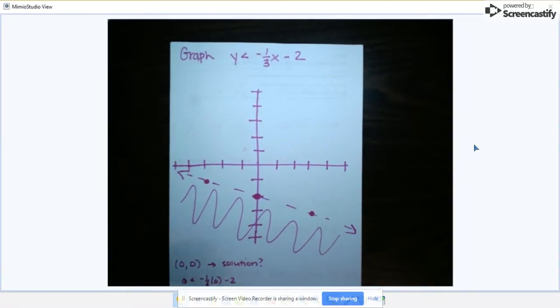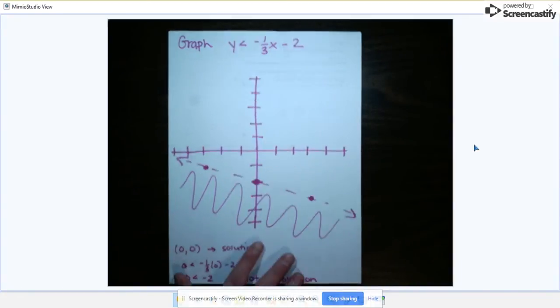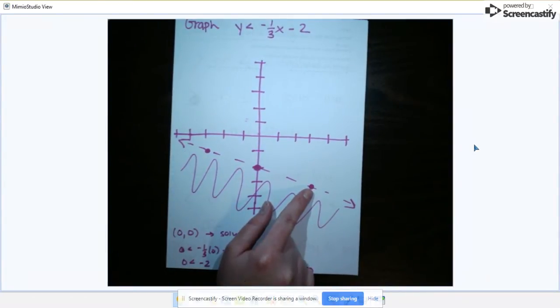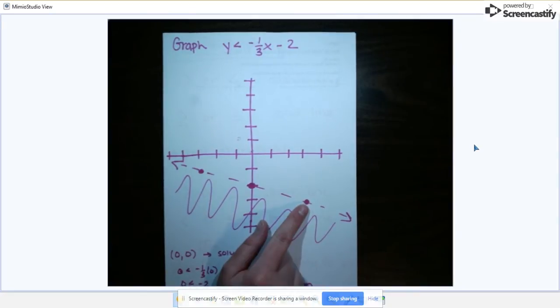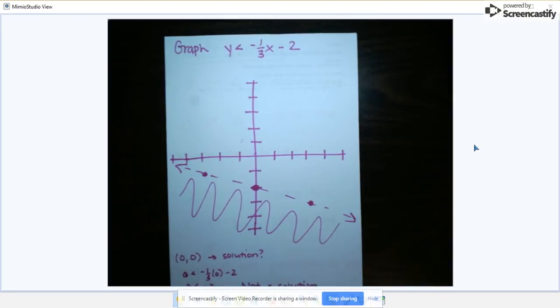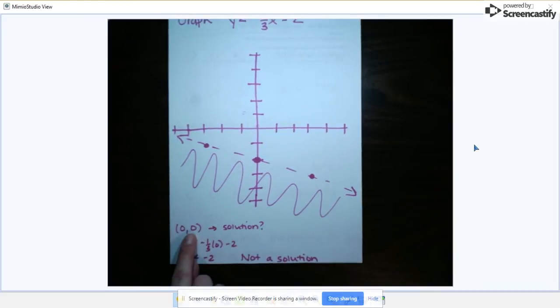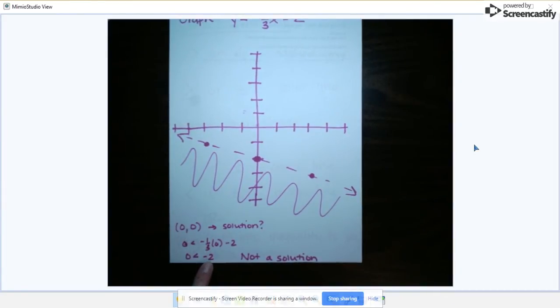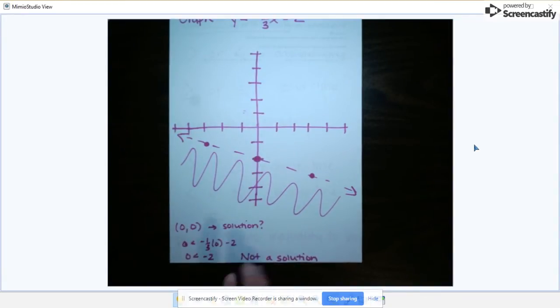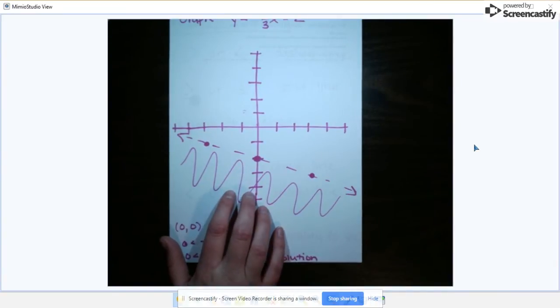Okay, here's another one. y is less than negative 1/3 x minus 2. I went ahead and graphed that line. Notice this line is dashed. Our previous line was solid because it was greater than or equal to. However, this is strictly less than, so we have to dash our line. And then we test (0, 0). When I plug (0, 0) in here, I get 0 is less than negative 2, which is not accurate. So I do not shade the origin because it's not a solution. I have to shade the opposite side, which is here.